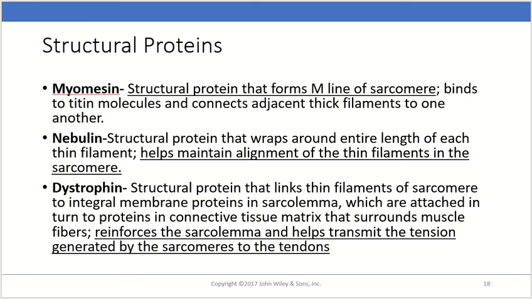So if you have a mutation in this protein dystrophin, you could potentially have something called muscular dystrophy, and this is going to cause a significant weakening or tearing in the sarcolemma of these muscle cells, because they don't have that reinforcement that's needed to help to transmit that tension that's generated by the sarcomeres to the tendons.